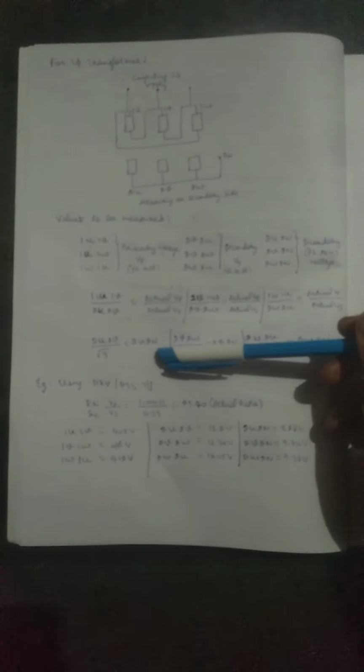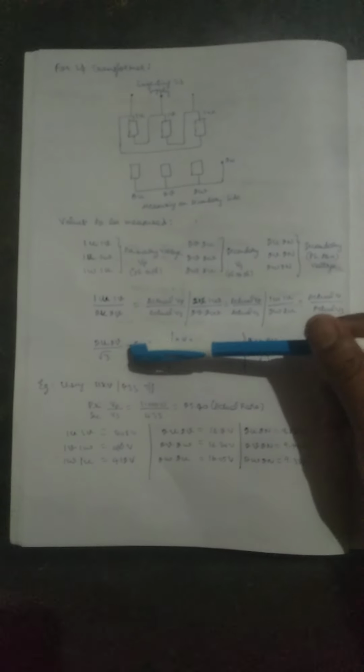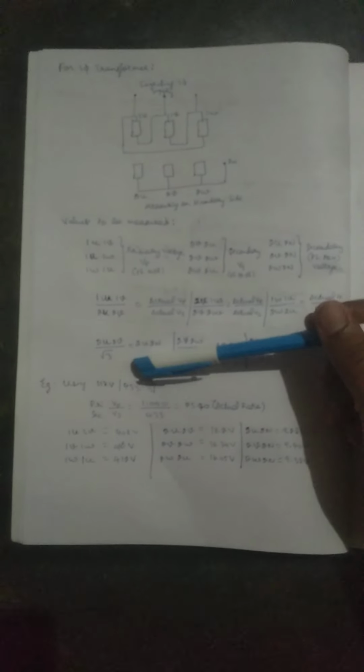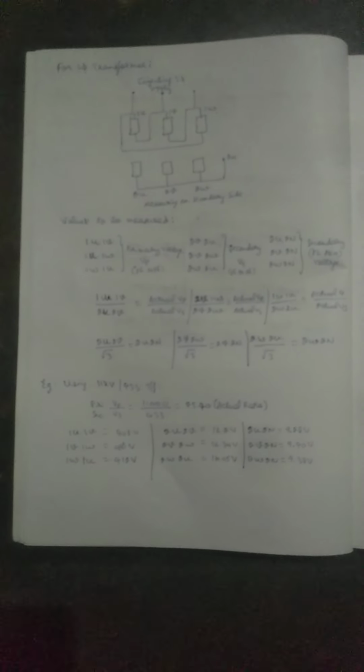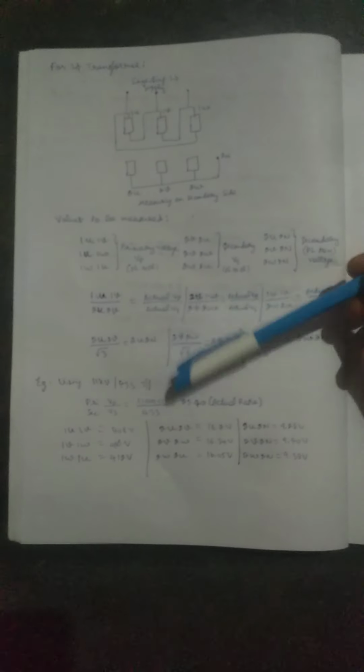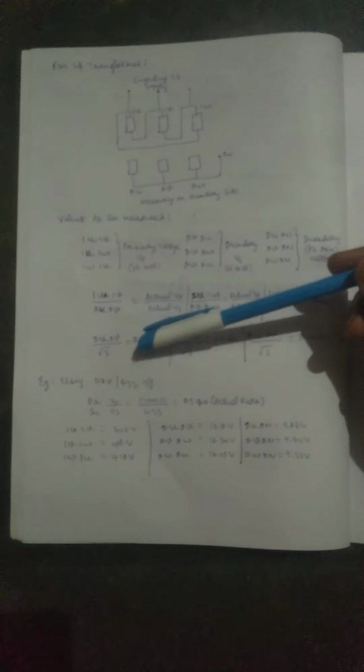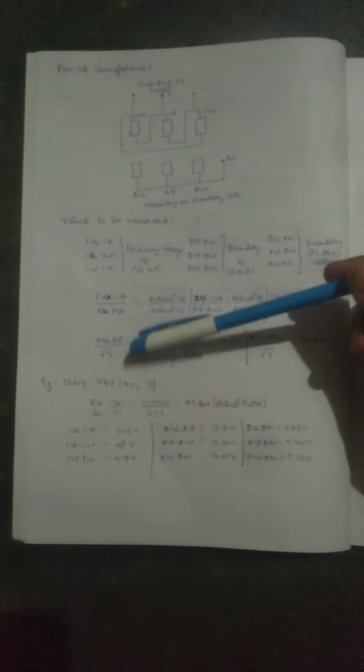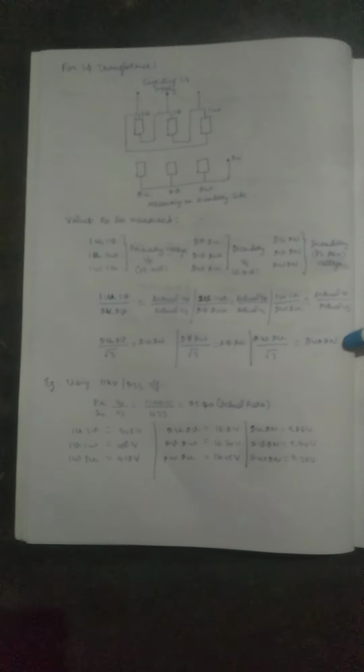Then while calculating for 2U to 2N, you know very well that the line voltage of your star transformer is root 3 times the phase voltage, which means while converting the line voltage to a phase voltage, we need to divide by root 3. That's what I have used here for checking the line to neutral connection, which means phase voltage. For checking the phase voltage, I have used this as a formula.